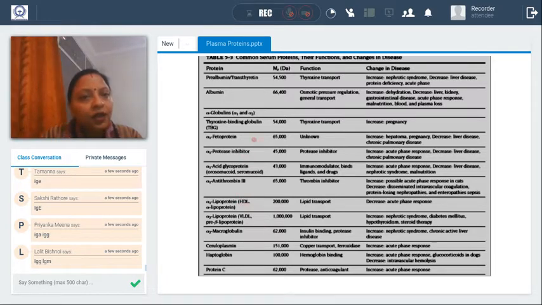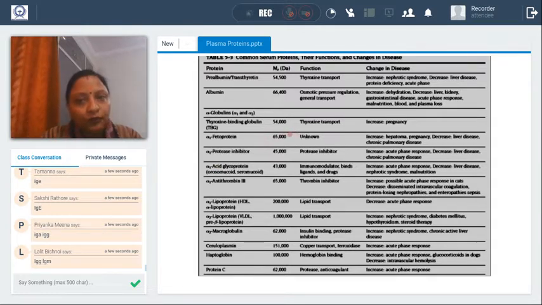Alpha globulins are further classified into two, alpha 1 and alpha 2. These are the changes which occur in various diseases. We will study one by one.